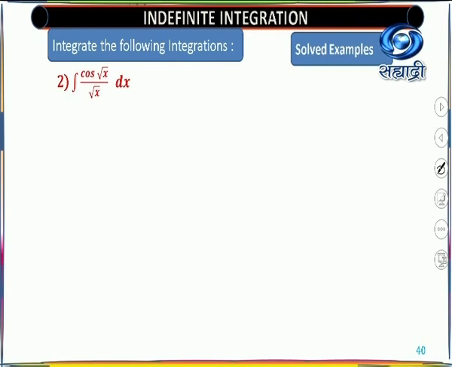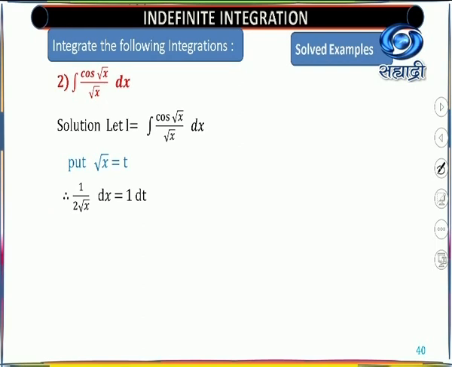So if you substitute for root x, you will get your integration simplified. What is that simplification? Put root x equal to t. Now by differentiating, what is the derivative? You have already studied derivatives in many lectures. The derivative of root x is 1 upon 2 root x, so you get 1 upon 2 root x dx equal to dt. Shift this 2 to the other side: 1 upon root x dx is equal to 2 dt.